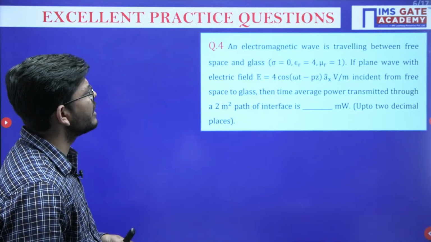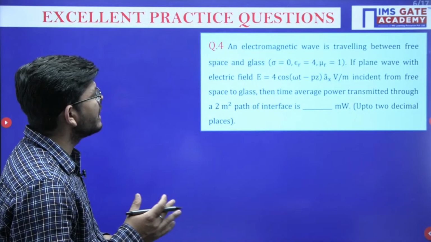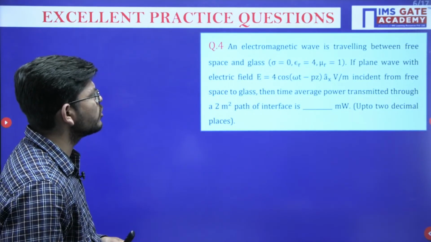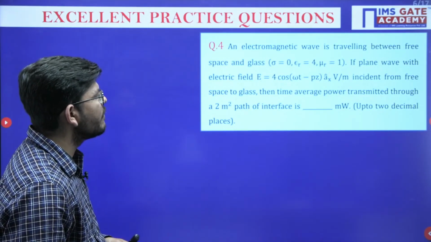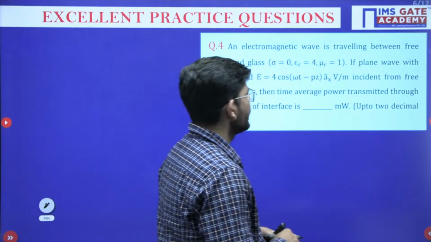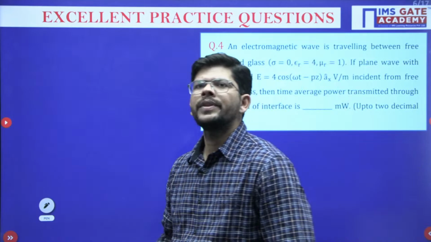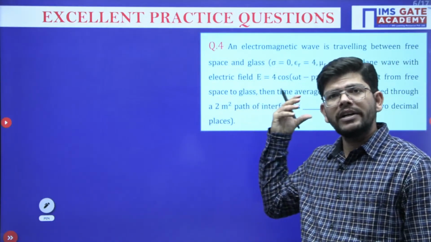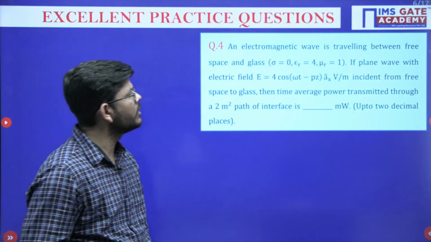What has been given here is an electromagnetic wave traveling between free space and glass. So from free space it is going into glass, and glass has zero conductivity. Epsilon r is 4, mu r is 1. If a plane wave with electric field E equals 4 cos(omega t minus beta z) volt per meter is incident from free space to glass, then the time average power transmitted through a 2-meter square patch of the interface will be. So we have to find the average power transmitted into the glass. The wave is traveling from air, free space, to the glass.